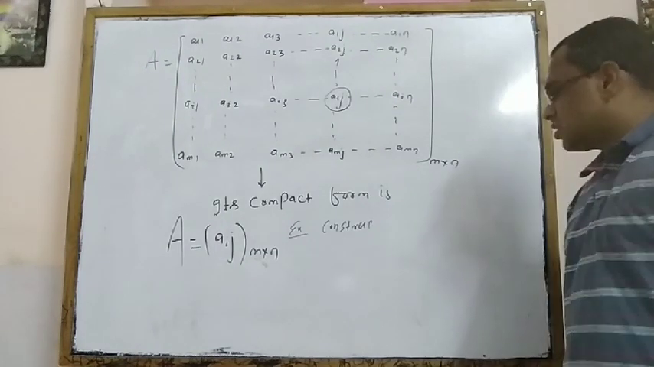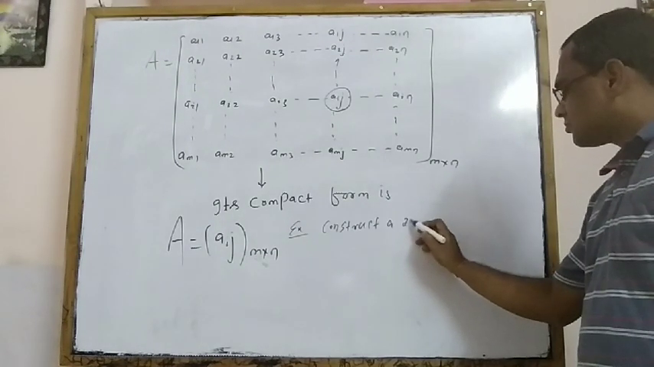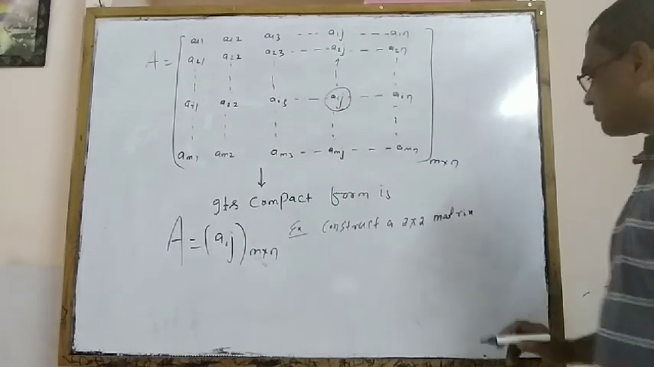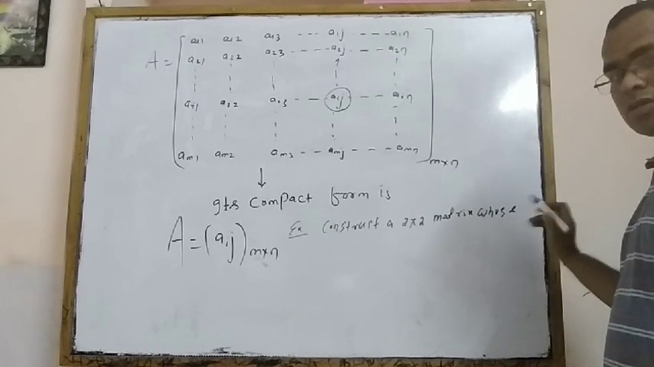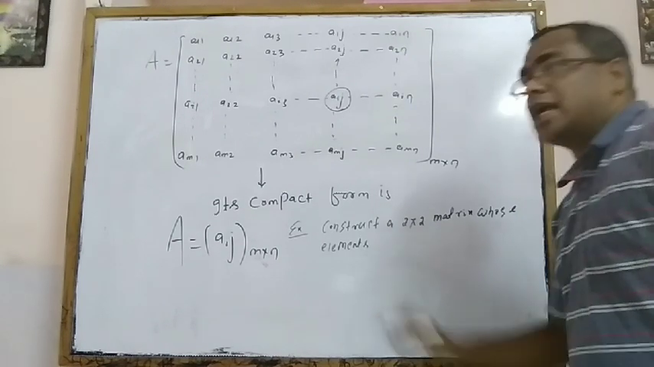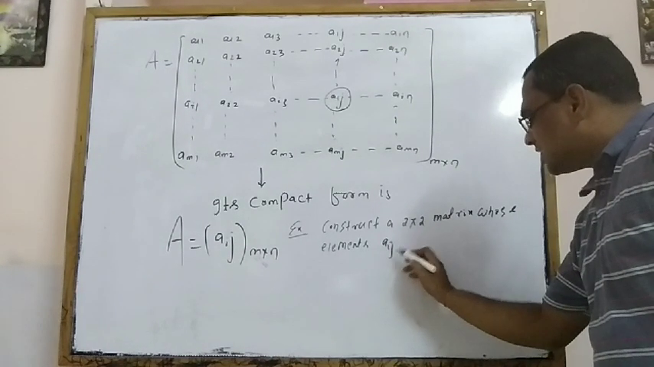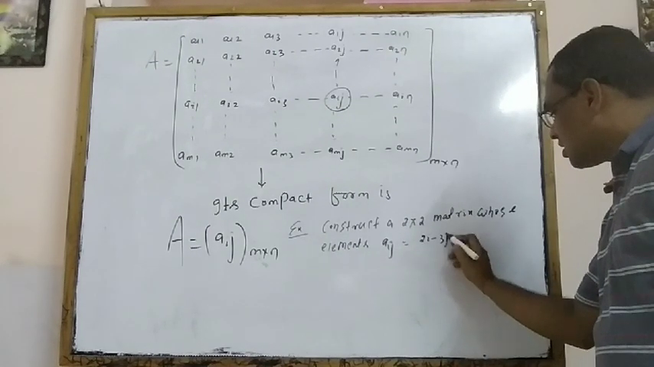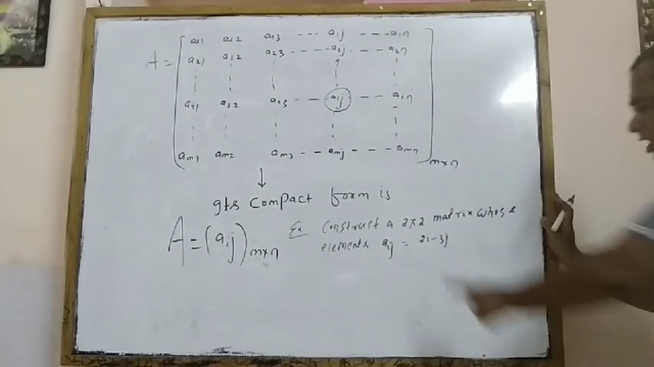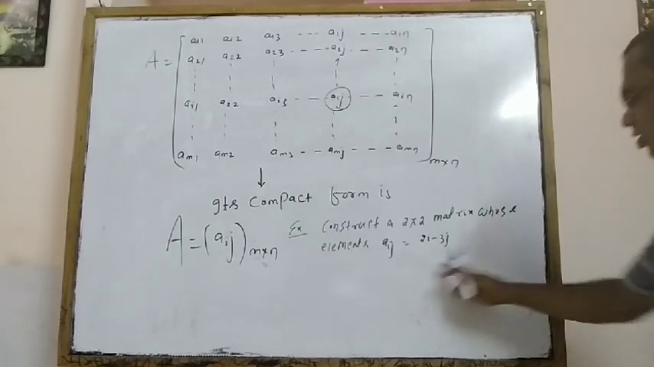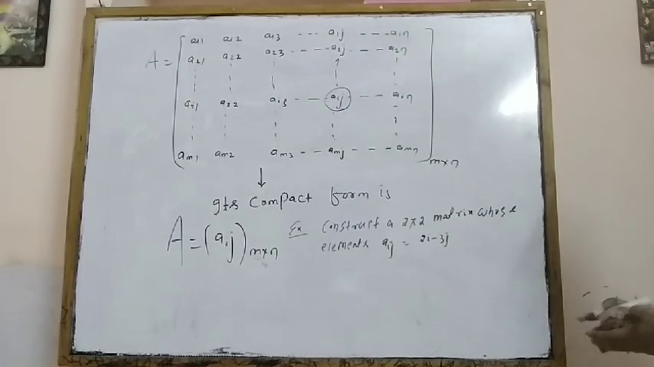Construct a 2 cross 2 matrix whose elements are Aij is equal to 2i minus 3j. So how can we represent this matrix?